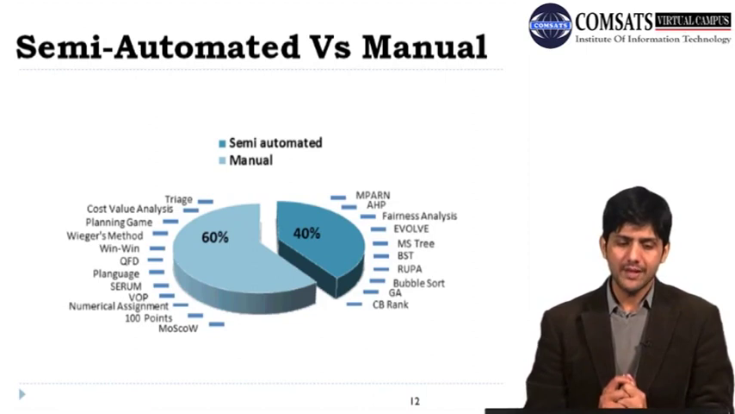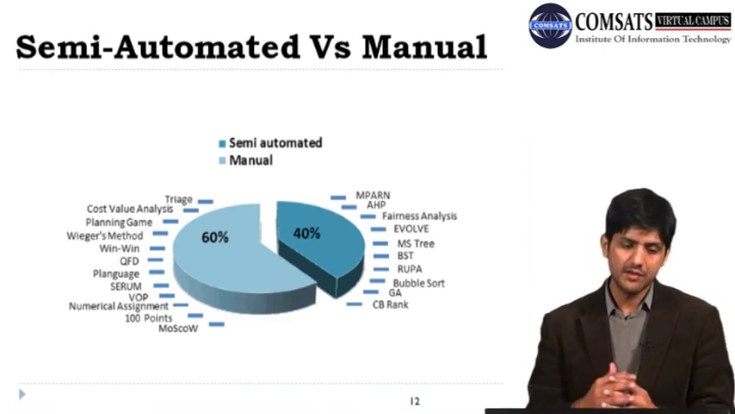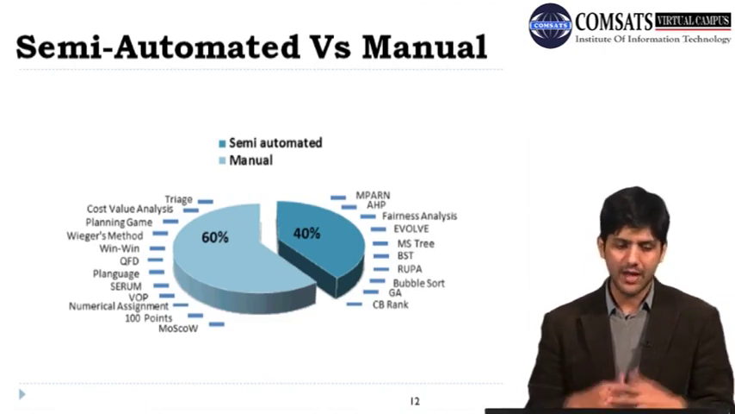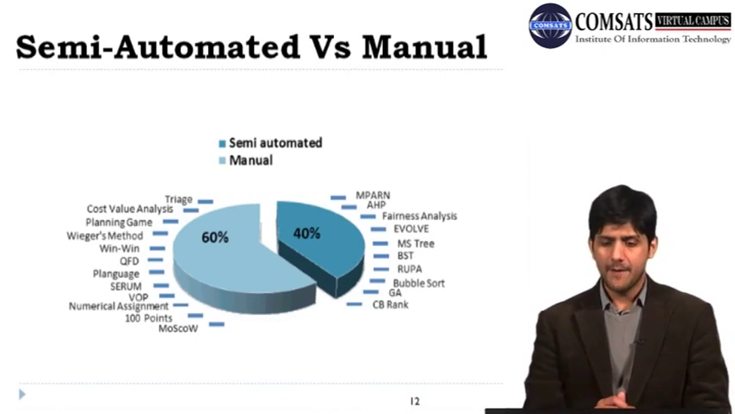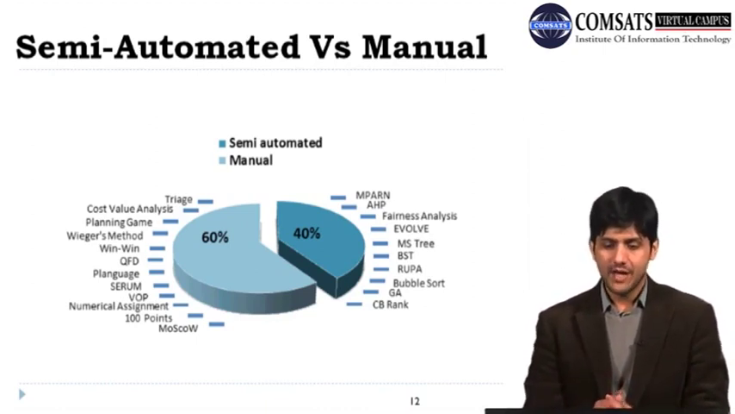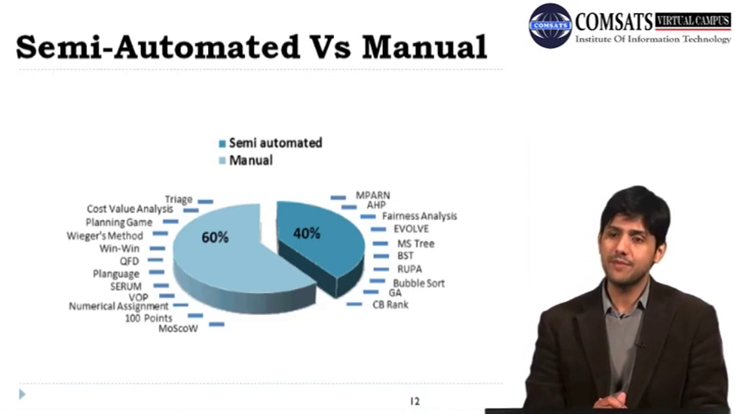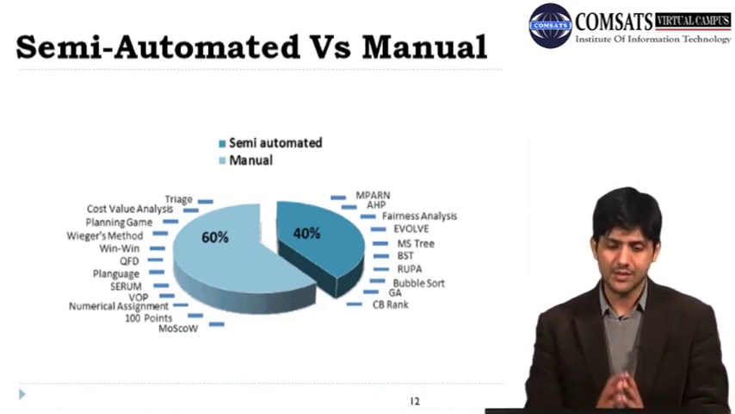So among those manual techniques, there are lots of techniques which exist. For example, we have triage, we have cost value analysis, we have planning game, we have Wiegers' method, win-win, QFD, Scrum, and there are lots of these techniques. And then when we talk about these semi-automated techniques, we have AHP, which is one of the very famous techniques. We also have CBRank. We have techniques based on genetic algorithms. We have techniques based on different sorting algorithms.